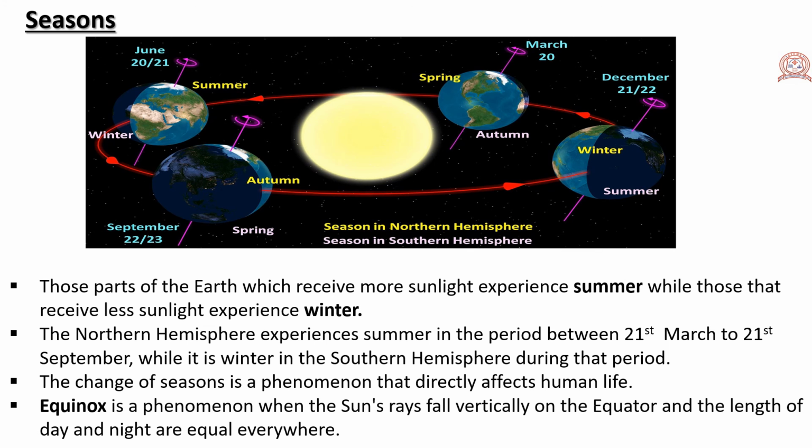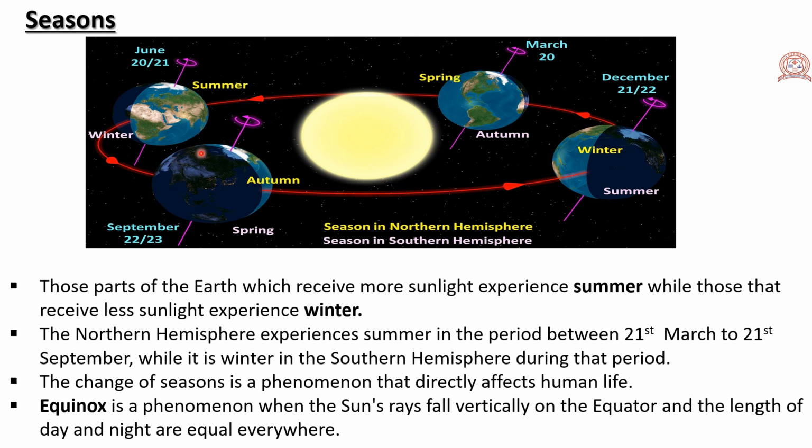Next one, seasons. Those parts of the earth which receive more sunlight experience summer, while those that receive less sunlight experience winter. The northern hemisphere experiences summer in the period of 21st March to 21st September, while it is winter in the southern hemisphere during that period. The change of season is a phenomenon that directly affects human life.